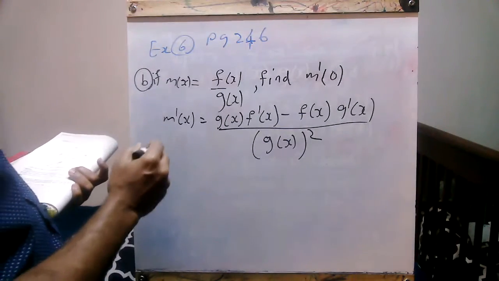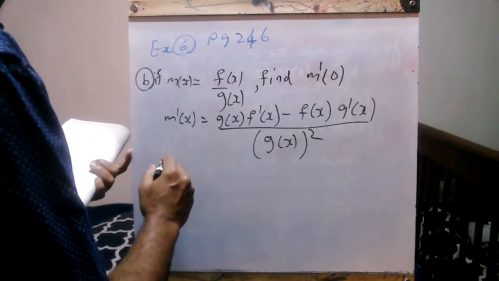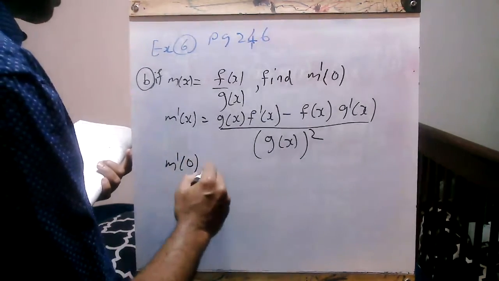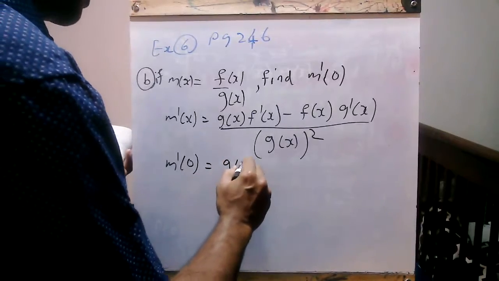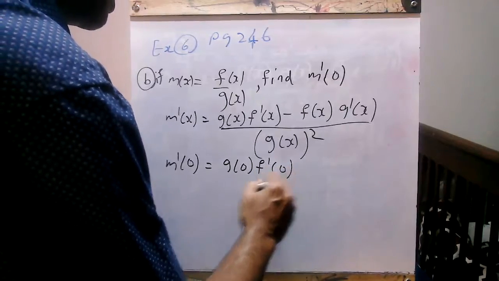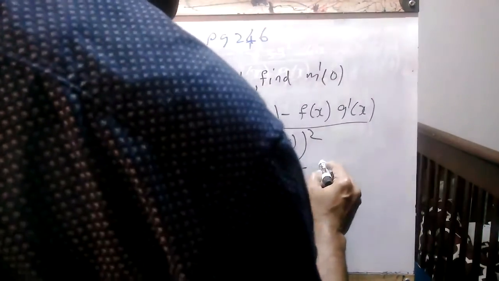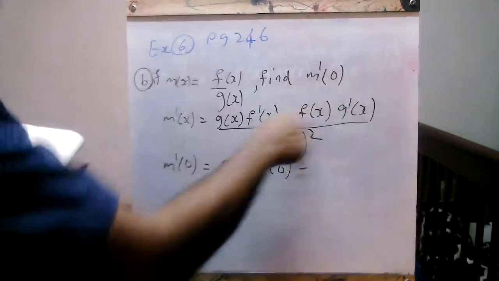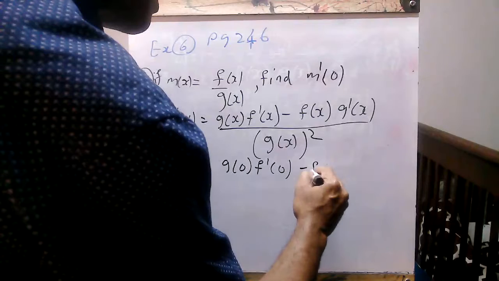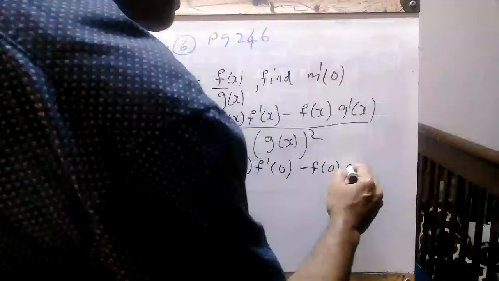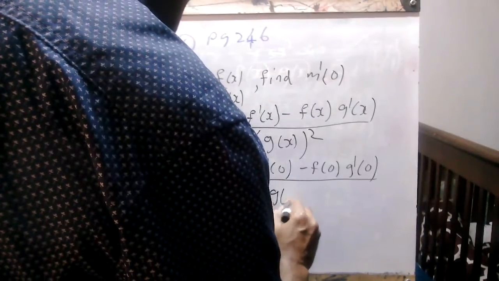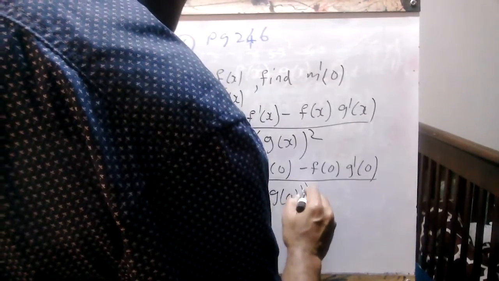Now we want to find m'(0). That means g(0) f'(0) minus, simply substitute x equals 0 in this equation, f(0) g'(0), divided by g(0) whole thing squared.